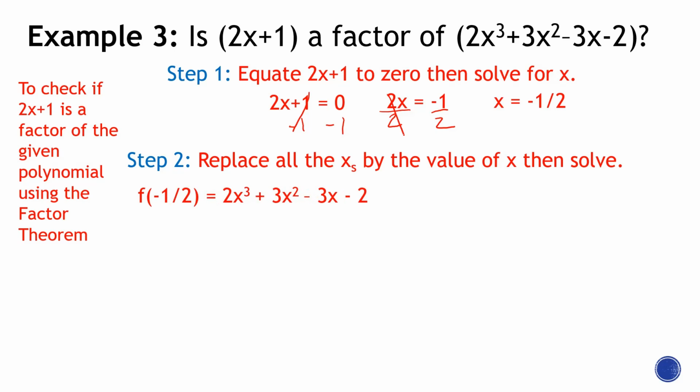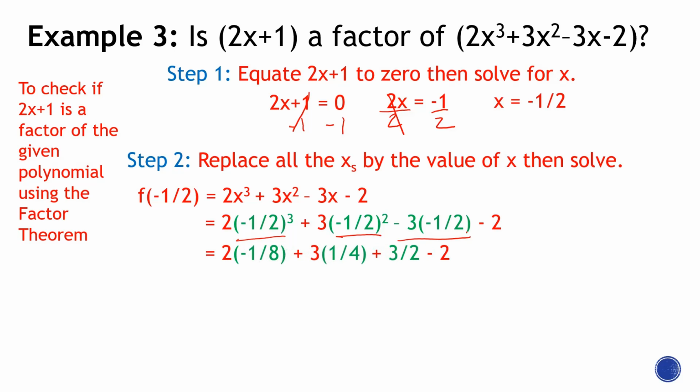So f of negative 1/2 is equal to that one. Okay, so here, that's negative 1/2 raised to 3 plus 3 times negative 1/2 squared minus 3 times negative 1/2 minus 2. So negative 1/2 raised to 3 is equal to negative 1/2 times negative 1/2, which is 1/4, times negative 1/2, and that is equal to negative 1/8. This is negative 1/4. This is positive 3/2. So negative 3 times negative 1/2 is positive 3/2. So this is going to be the outcome.